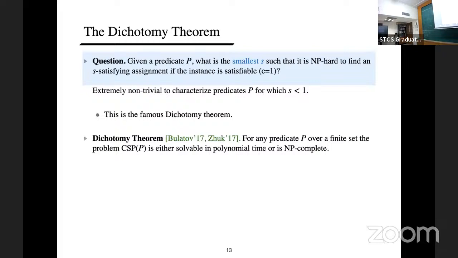So this is the same as asking whether that value of S is less than 1 or equal to 1. It's just that for a given predicate, whether the S that we want to find is less than 1 or not. If it is less than 1, then that means that the P-CSP is NP-complete. Otherwise, it is in P, right? So if you could solve this question, you would have solved the dichotomy conjecture, which was essentially proven by Bulatov and Zhuk. Right? So at least we know which predicates are hard and which are easy for checking satisfiability. So the next step is to find the optimal S for every predicate.